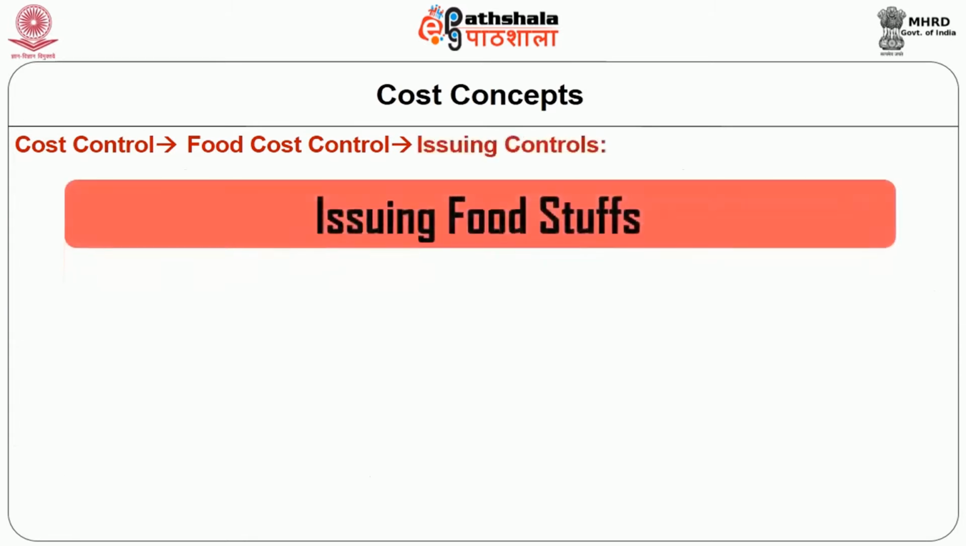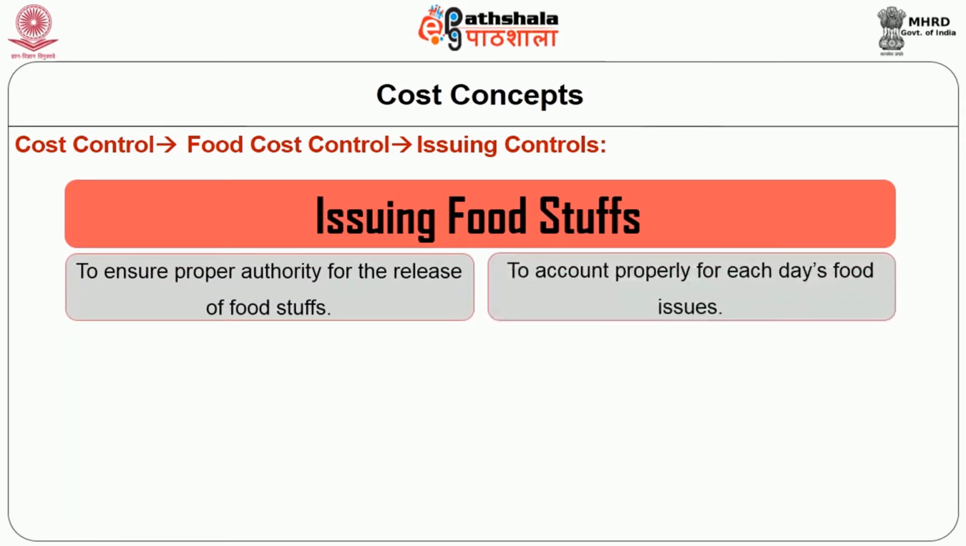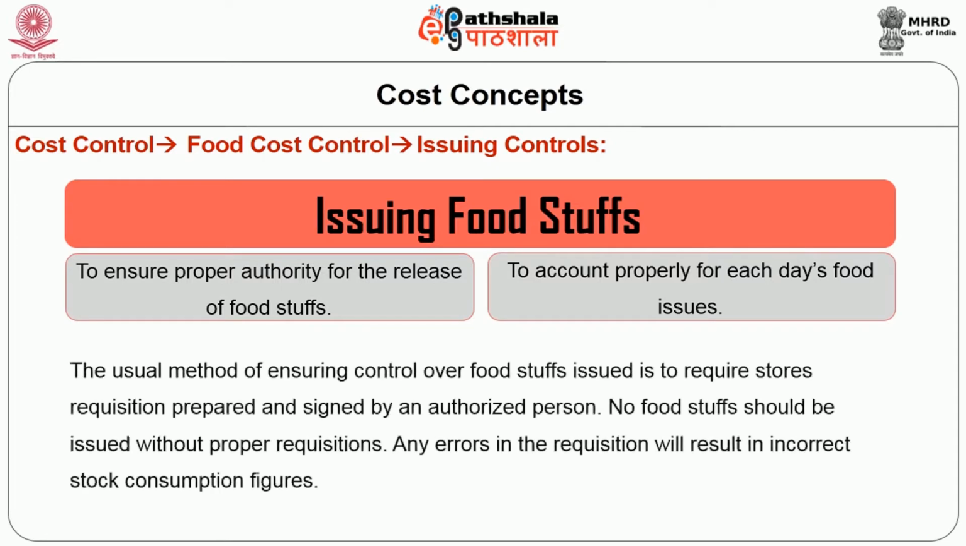Issuing controls. The objectives in issuing foodstuffs are to ensure proper authority for the release of foodstuffs and to account properly for each day's food issues. The usual method of ensuring control over foodstuffs issued is to require a store's requisition prepared and signed by an authorized person. No foodstuffs should be issued without proper requisitions. Any errors in the requisition will result in incorrect stock consumption figures.